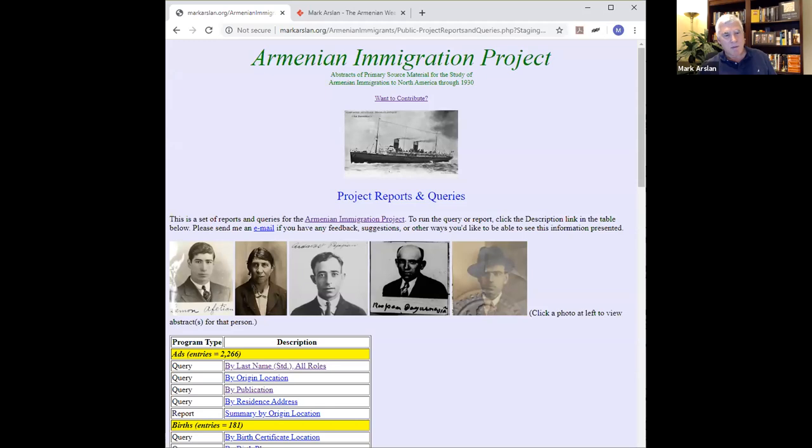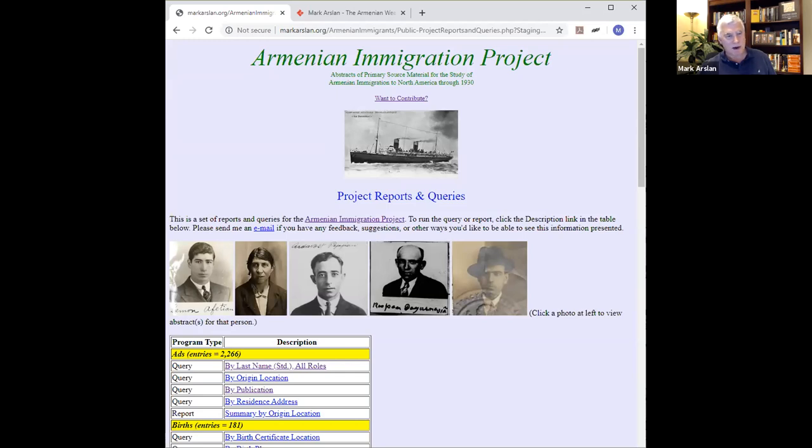But the really good data here is in the queries, where you can search and find the original records and the linkages of all the records to each other. So I'll show you examples of both. So first thing we're going to do is search ship manifests only. We're going to look by destination date. Destination date is the same thing as arrival date.